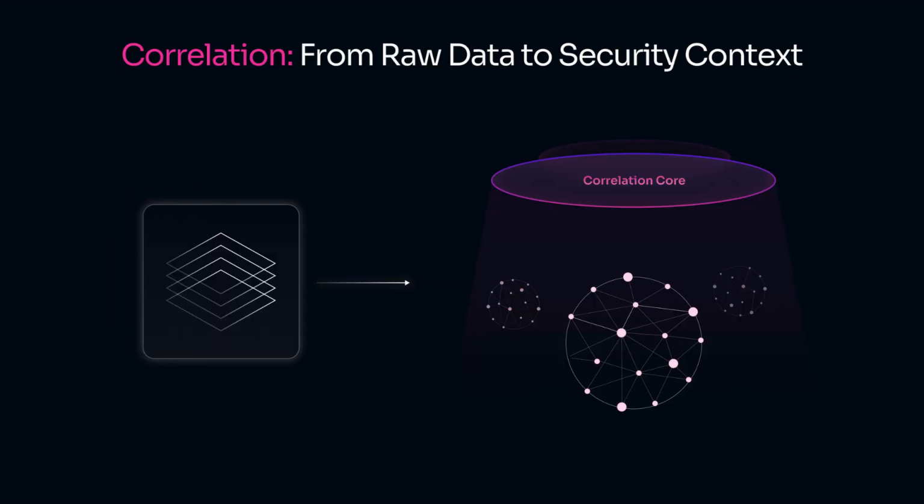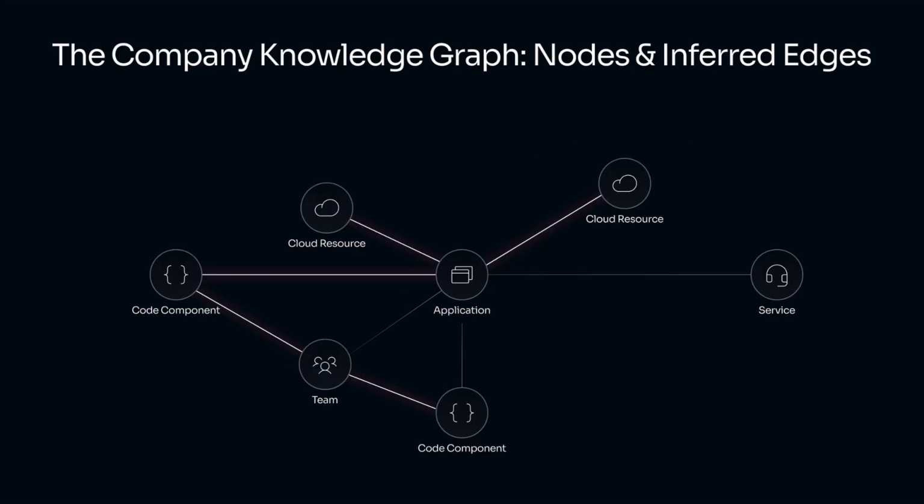Once we have completed the ingestion, we move to correlation. This is where the raw data becomes security context. So correlation is not joining tables. It's constructing a coherent security model from incomplete and sometimes very contradictory signals. We normalize all the ingested data into a unified domain model and materialize it into a company knowledge graph. So the nodes in this graph represent code, cloud resources, applications, teams, findings, policies, and the list goes on. And the edges represent semantic relationships, many of which must be inferred.